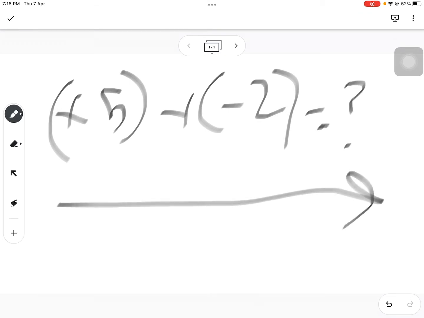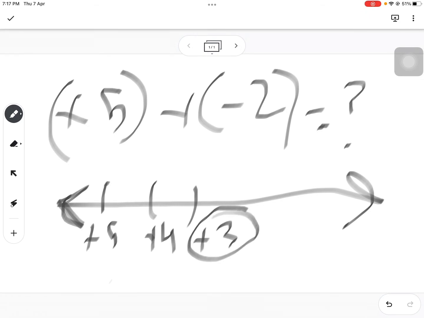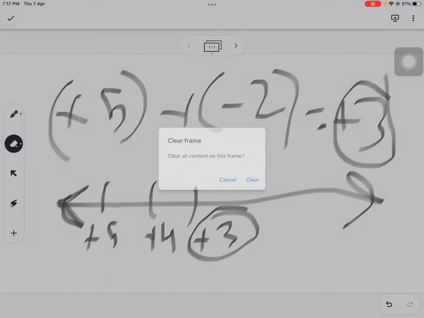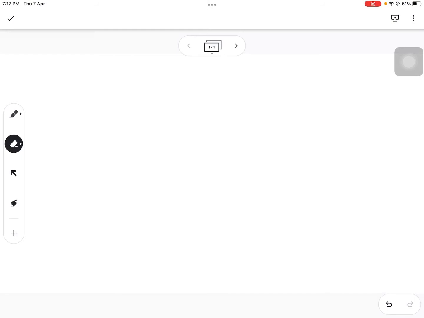So we will again make a number line, and we will start at positive 5 and then 1, 2. Positive 5, positive 4 and positive 3. So our answer is positive 3.